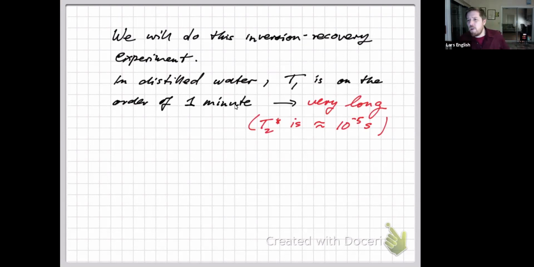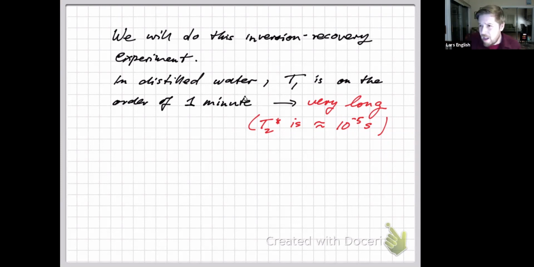So just to give you a little preview, we can run this experiment with different samples. One sample would be distilled water, so highly purified water. We have H2O, obviously. The H here is what we're sensitive to. We're sensitive to the proton.